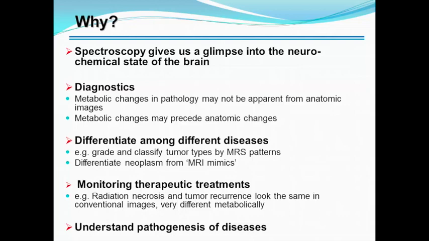We use it to monitor therapeutic treatment because radiation necrosis and recurrence of tumor look the same on conventional images, but they're very different metabolically. And in addition, as I mentioned, metabolic changes precede anatomic changes. So often we can see if a patient responds to treatment earlier using spectroscopy compared to conventional images. And last but not least, we use spectroscopy to understand the pathogenesis of diseases.